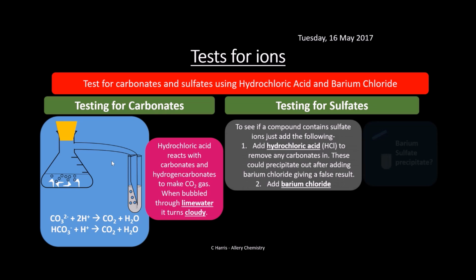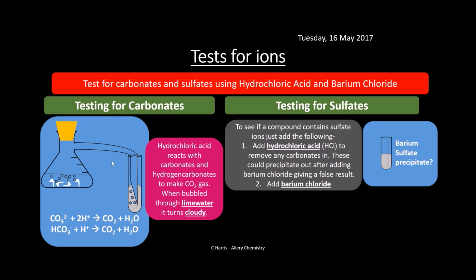Okay, testing for sulfates. All we do is add barium chloride, but there's a little step that we have to do first, and that is to add hydrochloric acid. Again, this is to remove any carbonates. We don't want any false positives. If you get barium carbonate, you might get some precipitate forming, and that might give you the impression you've got a sulfate. So we just add the HCl, which removes any carbonates, and then we add barium chloride.